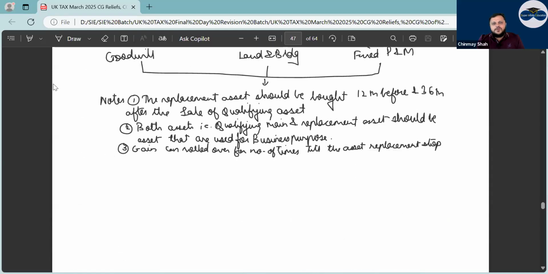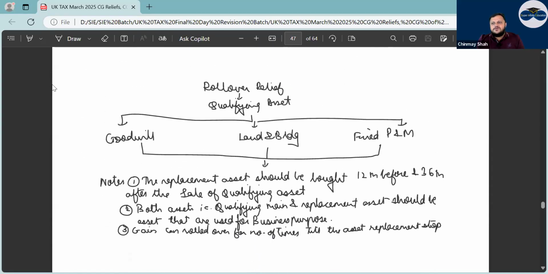Then rollover relief is there. If there are three assets, goodwill, land and building, fixed plant and machinery, correct? If you sell any of the assets and buy the same asset, that means you sell a land and building and buy a land and building, correct? In that case, if you buy the replacement asset, so you sold one asset and bought the replacement asset 12 months before or 36 months after the sale of the qualifying asset, both the main qualifying asset and the replacement asset should be assets that are used for business use. The gain can be rolled over a number of times.